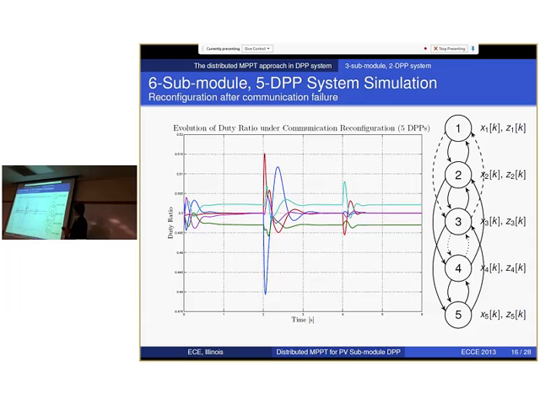Because if you have redundancy in your system and you have a communication failure, then this algorithm can detect that and reconfigure itself to account for the communication failure. So as you can see here, at the 2nd second, the communication between 1 and 3 failed, but it can recognize that and reconfigure itself so it converges to a new optimal value.